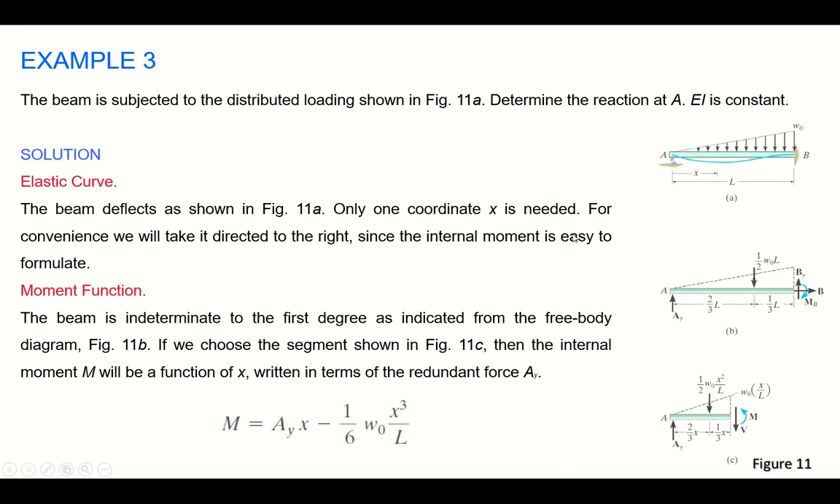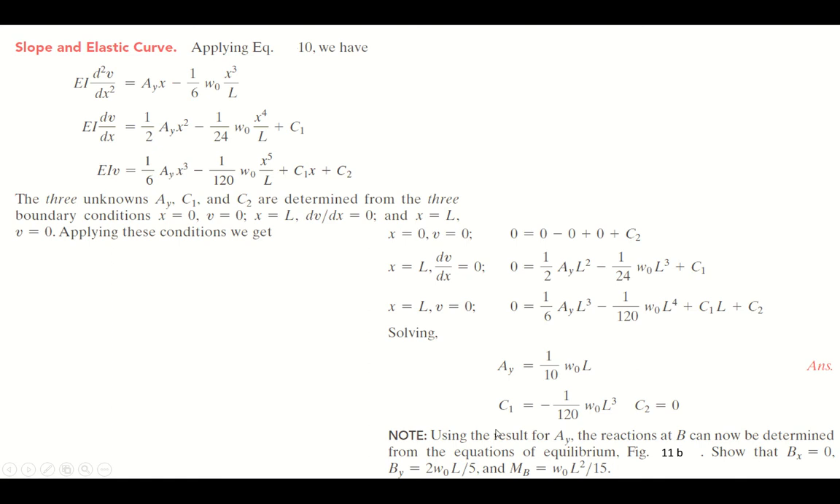So in this way we have determined the value of support reaction, the extra reaction that we needed to know. Now as we know the value of Ay, we can easily determine the reactions at B, and in this way we can solve this indeterminate structure, right? So using the result for Ay, the reactions at B can now be determined, as I explained. Show that Bx is equal to 0, By is equal to this, and Mb is equal to this by solving the beam for the other support reactions.